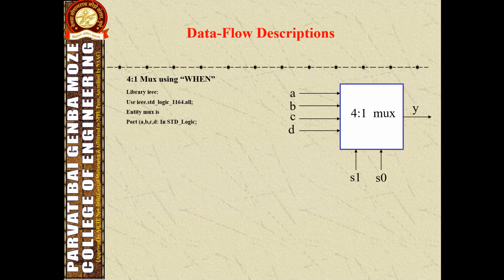This example shows the implementation of the same multiplexer 4:1, and instead of using a logical operator, the when statement is used here. Also the when and else statement we are going to use, and the other one is with select and when also. We will try to complete that one also. So let's begin with the when statement.